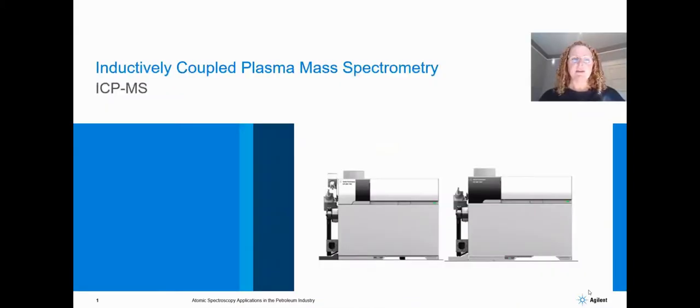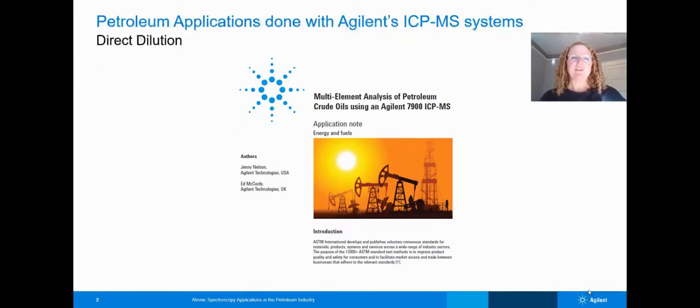Thanks, Paul. Now we are going to be switching gears and talking about the ICP-MS. So this is one of the instruments that is in Jan's lab, and you'll see that very shortly. First, I'm going to share with you three application notes where we used Agilent's ICP-MS systems, running them by direct dilution to measure different petroleum samples.